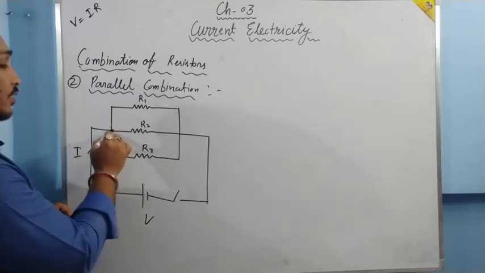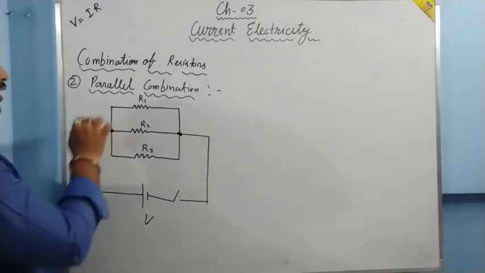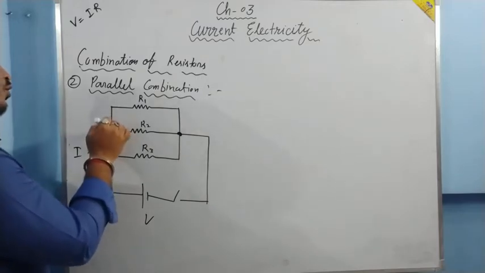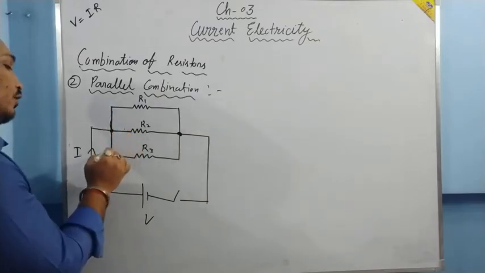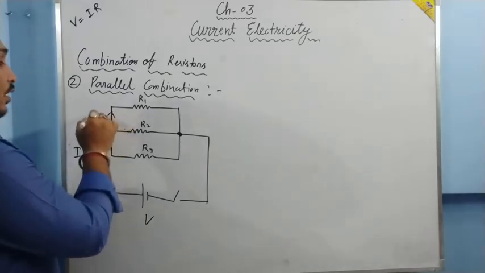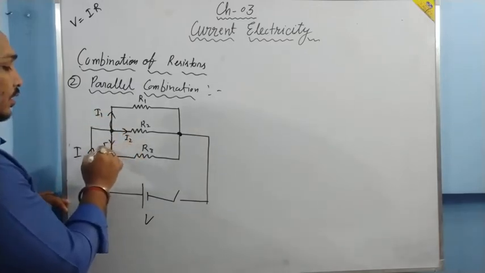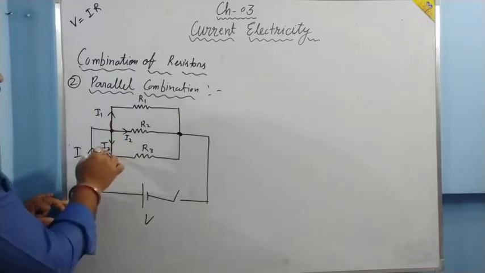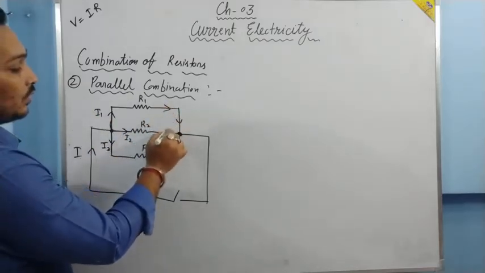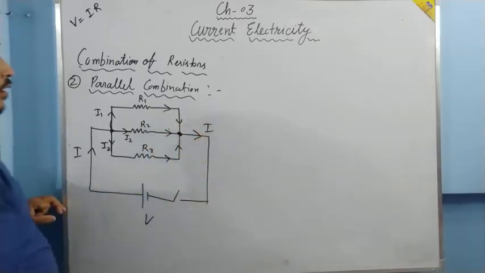Now this very point is called the junction. At the junction, what happens? Current distributes among its branches. Some current will go in this branch, some in this branch, some in this branch. Suppose in this branch the current is I1, in this one it is I2, and in the last one it is I3. I1 flows, I2 flows, I3 flows. Again they combine and become I.